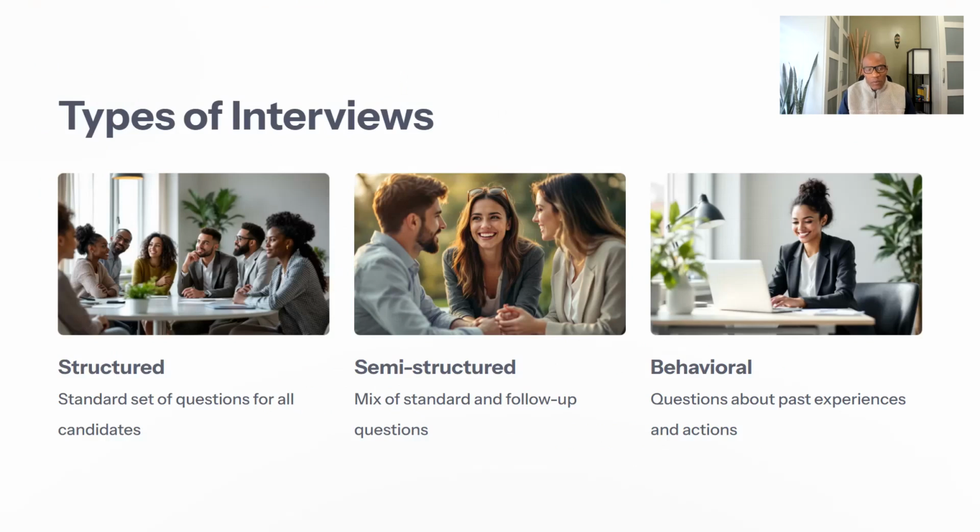So, types of interviews. When we think of different types, you have structured interviews, semi-structured interviews, and behavioral interviews. A structured interview has a standard set of questions that you might have been asked a lot of times. The semi-structured one mixes standard questions with opening questions and follow-up questions.